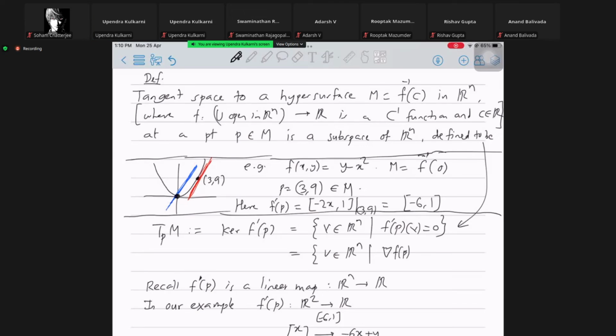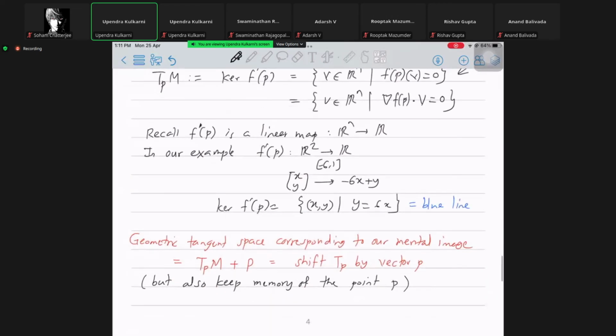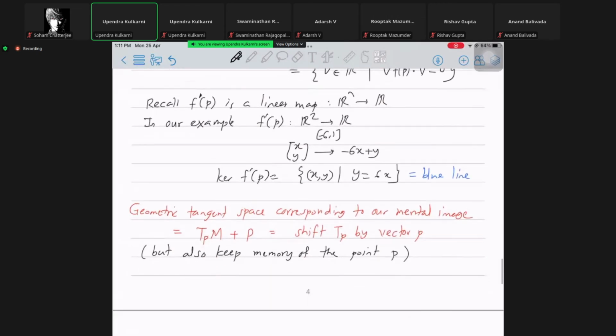Dot product. And visually this is very nice, right? Because what we are saying is that now tangent space, instead of this kernel of an operator, I can simply say, well, just take the gradient as a vector and simply calculate everything that is perpendicular. So that is the definition of the tangent space. This is called the geometric tangent space.